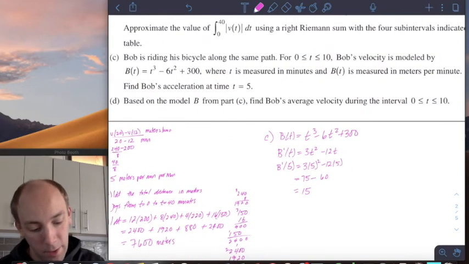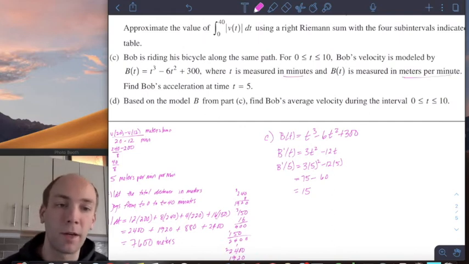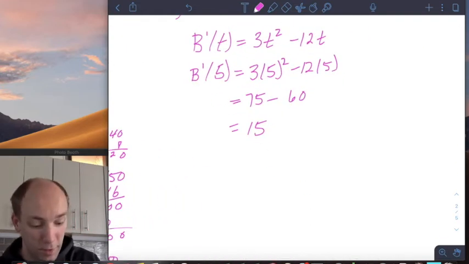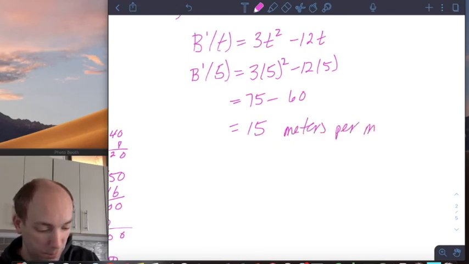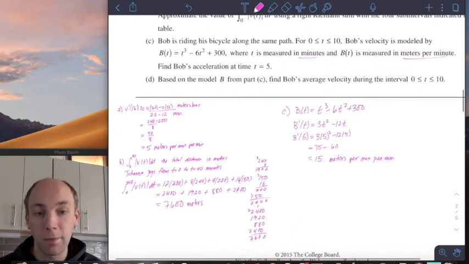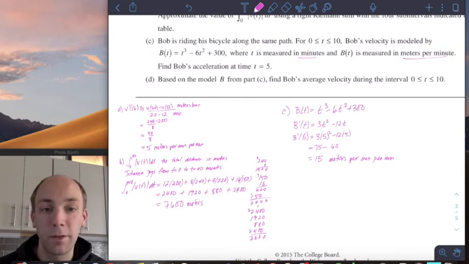And t is measured in minutes, b of t is measured in meters per minute, so when I take the derivative with respect to time, it will be meters per minute per minute. So this would be 15 meters per minute per minute. Okay? And then in part D, based on the model B from part C, find Bob's average velocity during the interval 0 to 10.